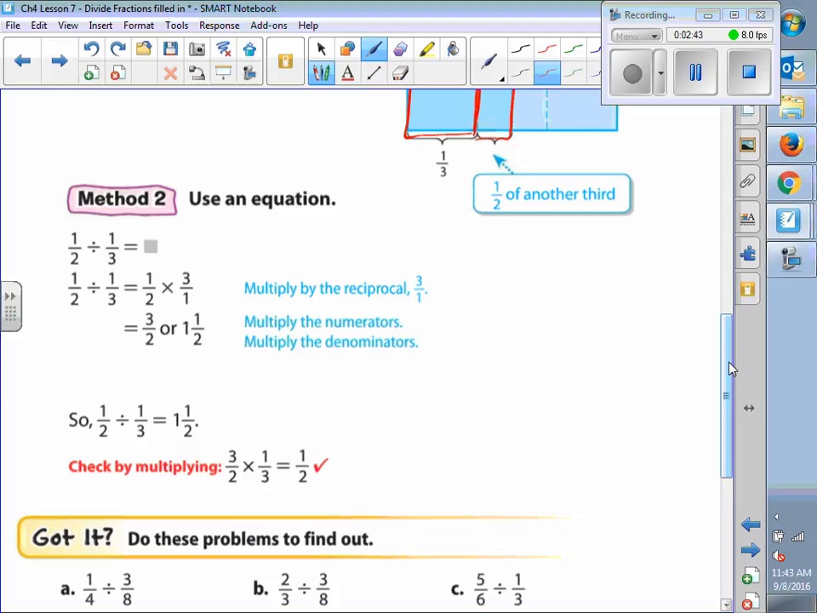Okay. All right. So the equation, again, the rule is that we're going to multiply by the reciprocal. Okay? So the first fraction stays the same. The division becomes multiplication. And the second fraction becomes the reciprocal. Very good. The reciprocal. So the reciprocal of 1/3 is 3/1, and then we're going to multiply straight across, which gives us the 1 and 1/2. Is everybody clear?